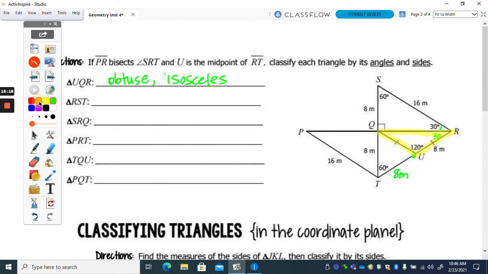Triangle RST. I'm going to start with Gabe. Is it obtuse, right, equiangular? It's equiangular. Okay. And classified according to sides, it is equilateral.